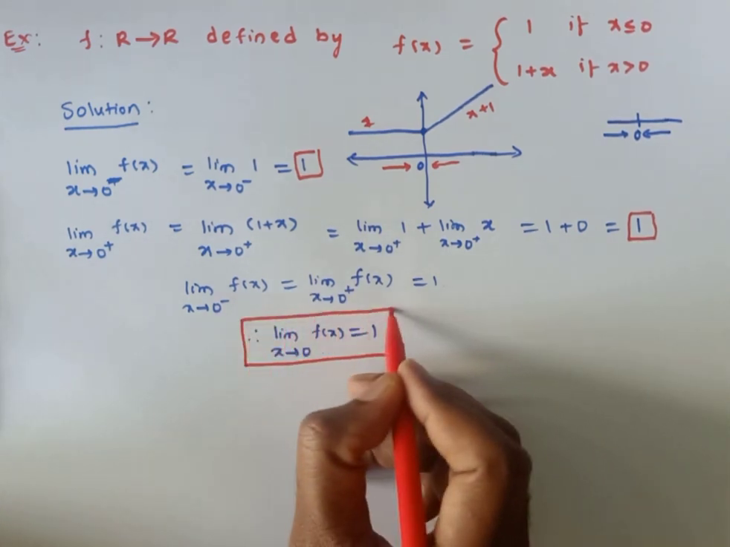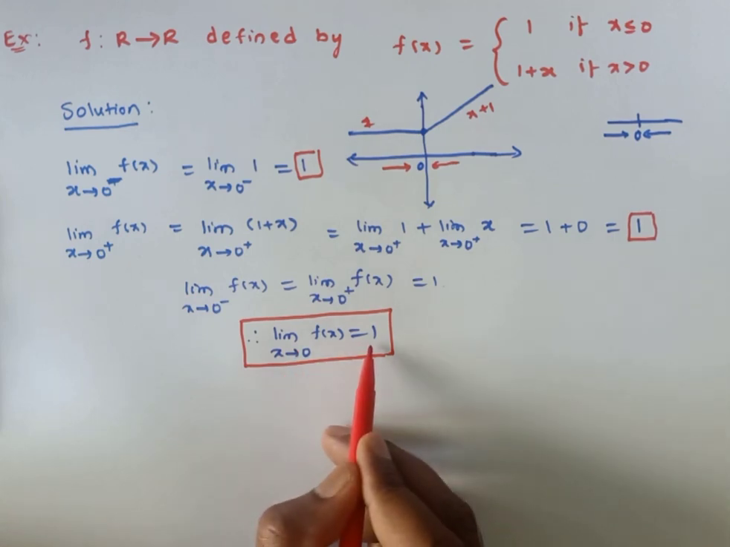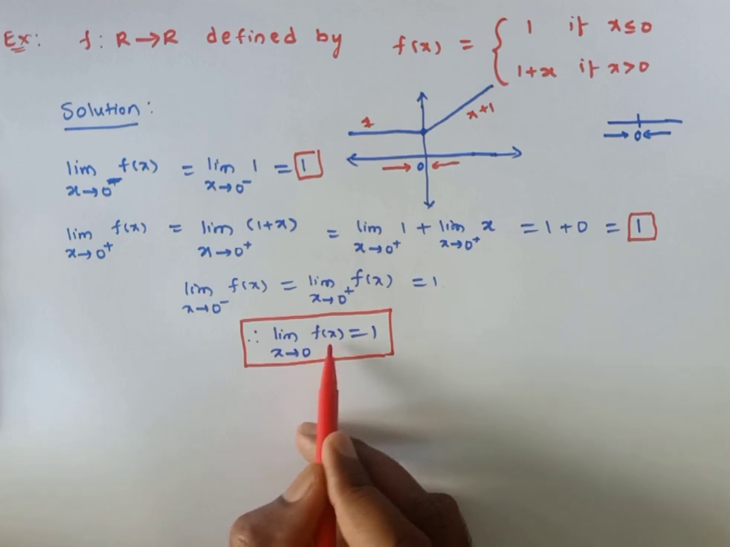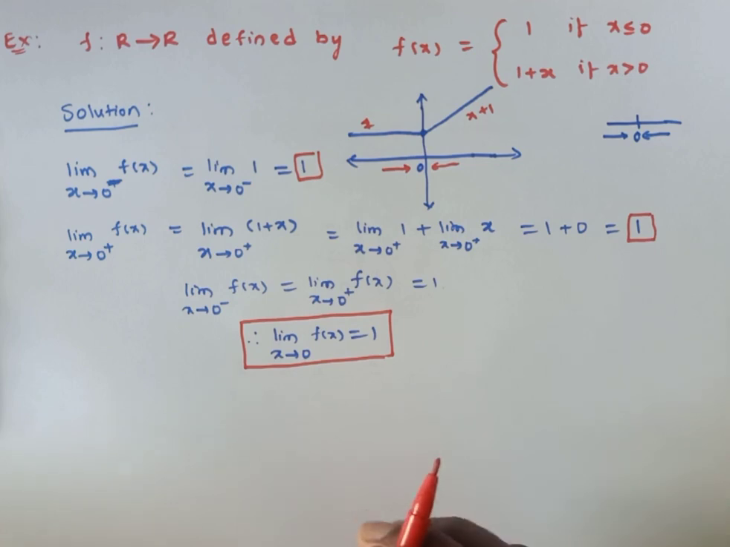So we need to express the limit as x tends to 0 of f of x equals 1 when both the left and right hand limits of f of x exist and they are equal. Otherwise the limit does not exist.